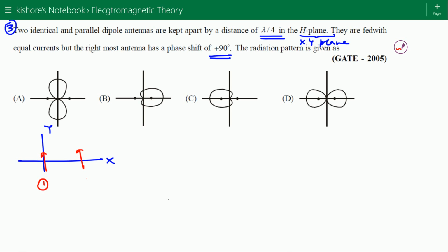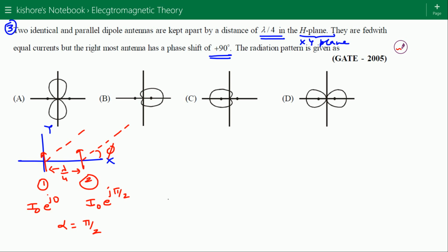This is first antenna, second antenna. This angle is phi, and the separation is lambda by 4. D is separated by distance lambda by 4. For first antenna, current is I naught e to the power j 0. For second antenna, current is I naught e to the power j pi by 2. So this alpha is pi by 2.